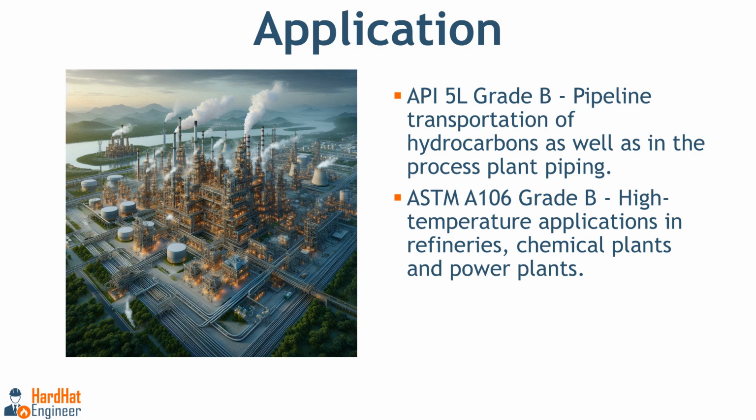As far as application is concerned, API 5L grade B is commonly used for pipeline transportation of hydrocarbons as well as in process plant piping. On the other hand, ASTM A106 grade B is widely used in high temperature applications of various process plants such as refineries, chemical plants and power plants.